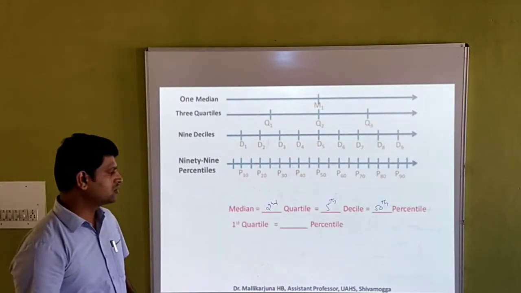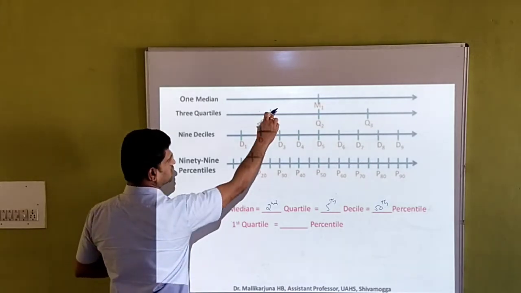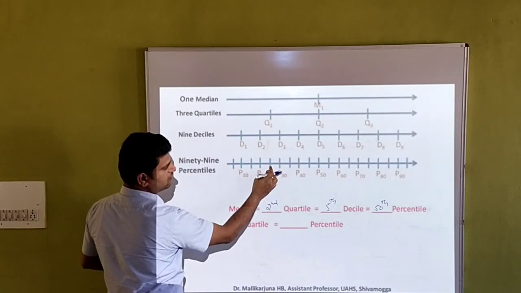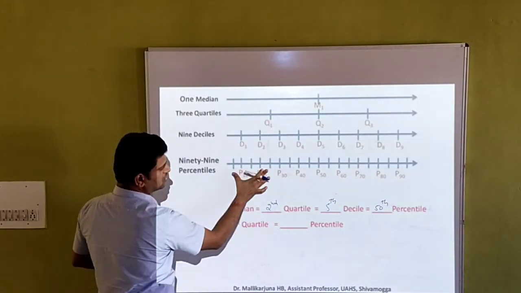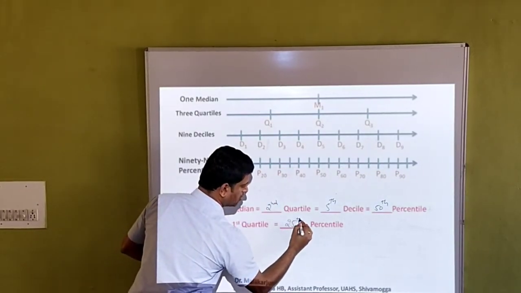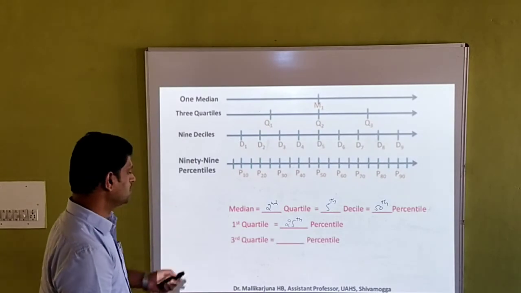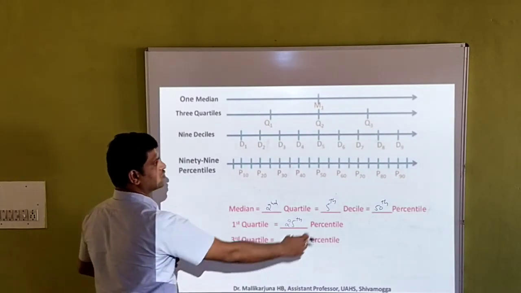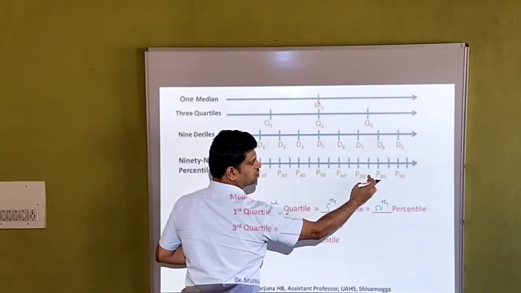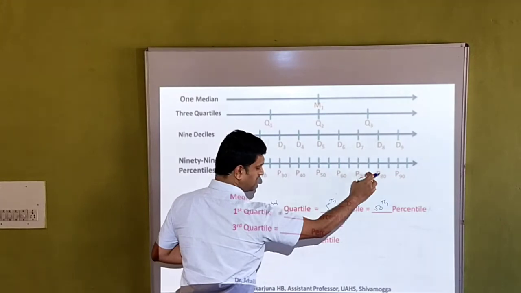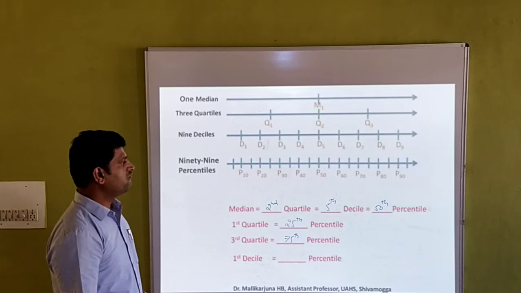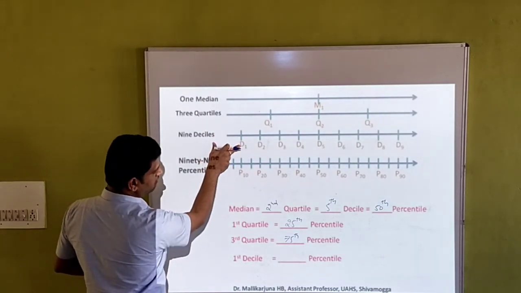First quartile is equal to dash percentile. So the first quartile is P25. Of course, this portion is also 25%. So here 25% of observations means P25, the 25th percentile. Then the third quartile is equal to dash percentile. Third quartile is of course P75, the 75th percentile.